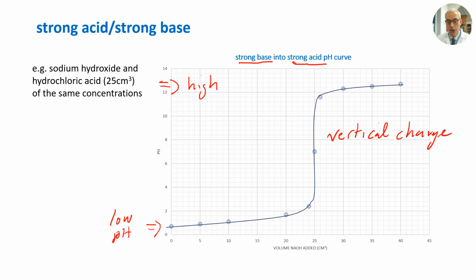So what's typical about this titration curve is the low pH starting point, which tells us we start with a strong acid. Then we have a vertical change. And then we finish with a high pH, which tells us that we have a strong base. So that curve is typical for any strong base against a strong acid.